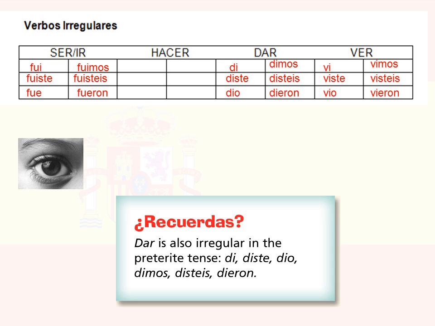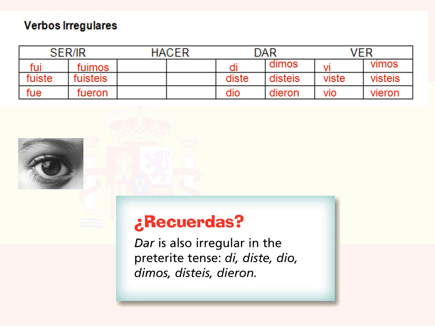Then we also have ver. The book considers this a regular verb, and the only reason we put it in this irregular section is the fact that it has no accents. If it were a regular verb, it would have accents in the yo and él form, but alas, it does not. And notice the similarities between ver and dar. They pretty much are conjugated the same except for that first letter.